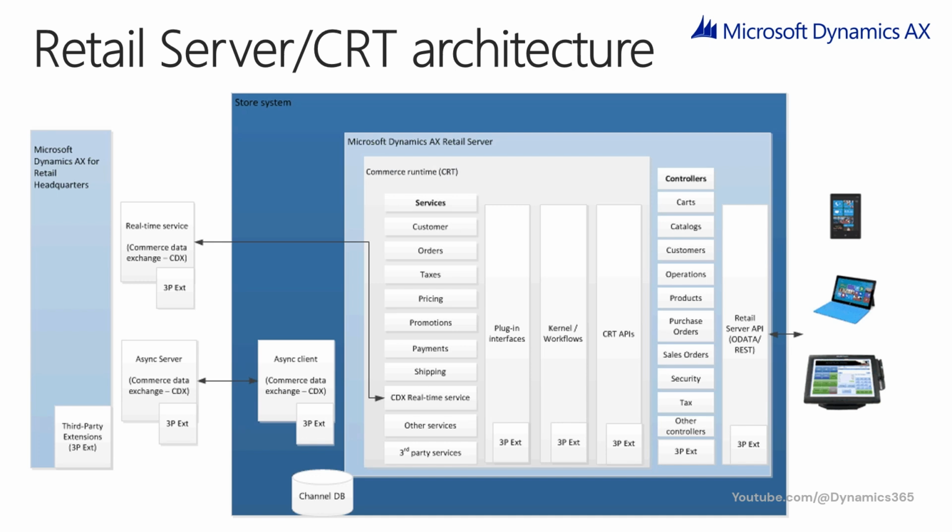Metadata. Metadata defines the contract between the client and the server. For customization, you could add a new entity type or a new complex type. You could also add a new controller or extend an existing controller. Any customization which is done in the commerce runtime requires the extension to be done on the retail server for it to be consumed by the modern POS.